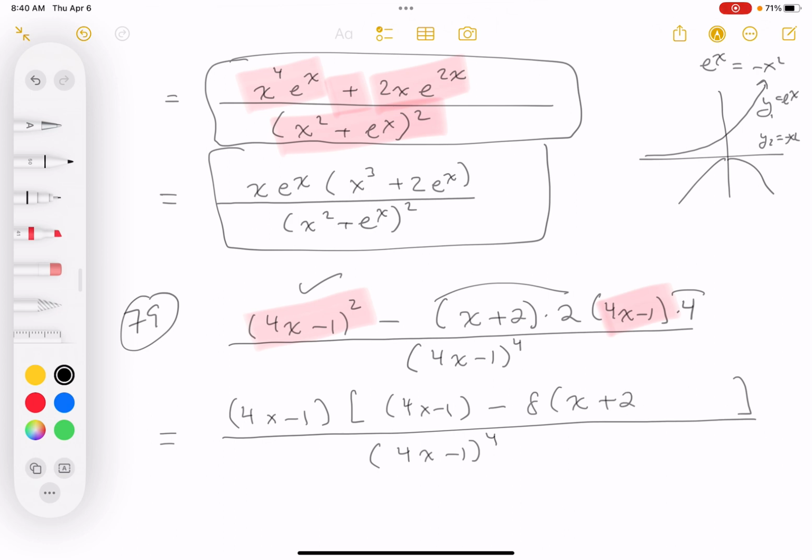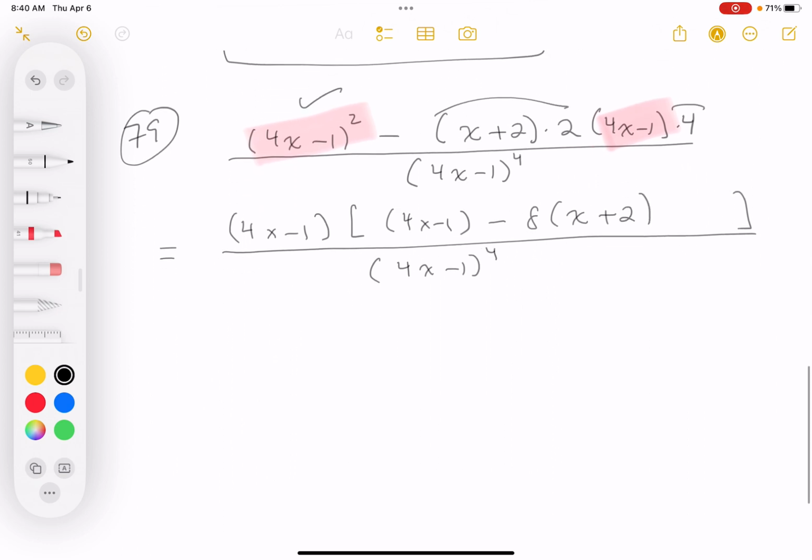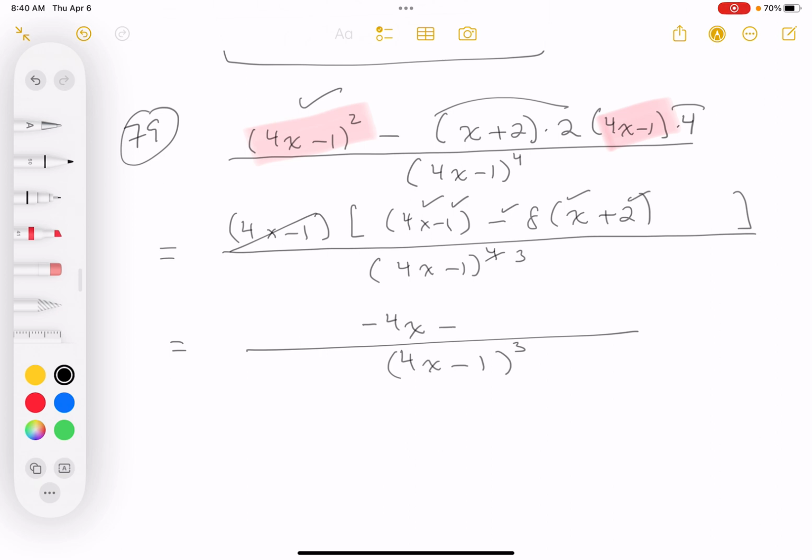I'm going to keep moving along. One thing I do notice is one of these factors cancels conditionally. I'll write that down now. We'll do the restrictions later, or the conditions under which this remains true. On top, what am I left with? I see 4x minus 8x, which is minus 4x. And then I see minus 1 minus a 2, which is going to be minus 3.